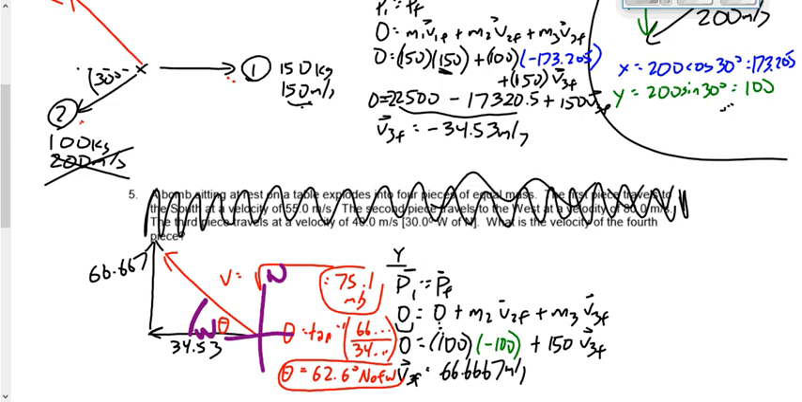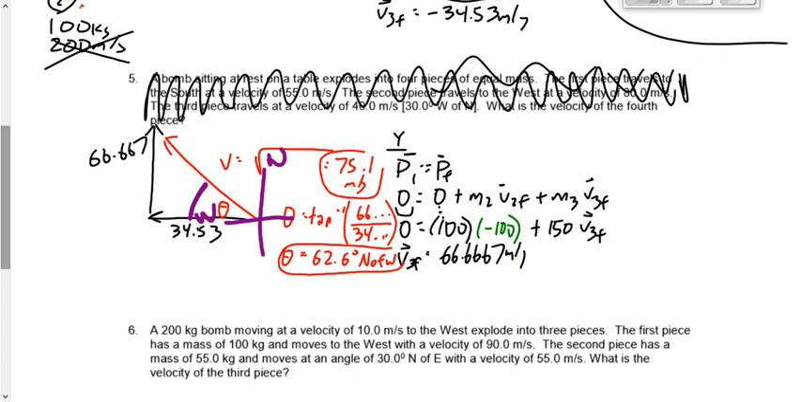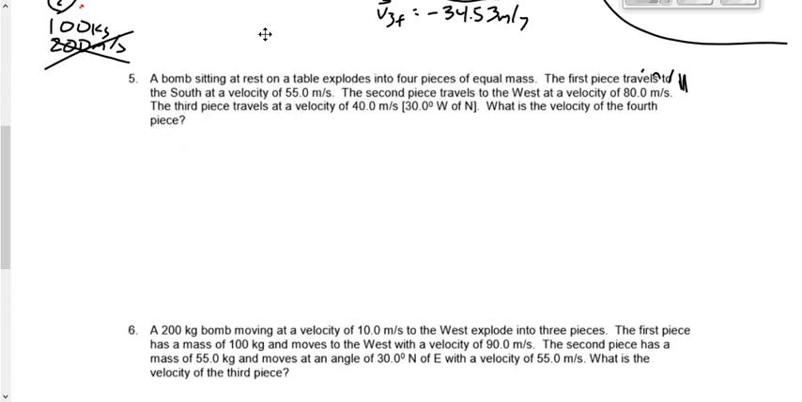All right, here's what I would like you to do. If this makes sense, I would like you to take a look at question number 5, please. It is very similar to number 4. In one sense, it's harder because there's 4 objects after the explosion, but in one sense, it's easier because it has equal masses. So those masses end up canceling out. Let's give it a try, see what you can do. We'll go for about 6 or 7 minutes to see how it goes for you.